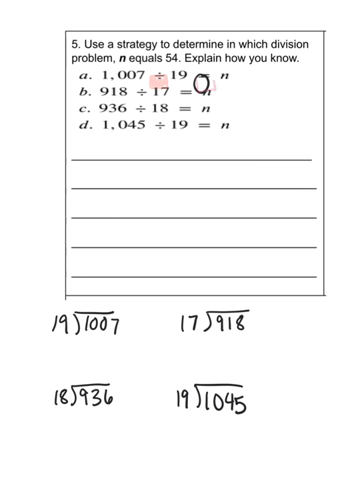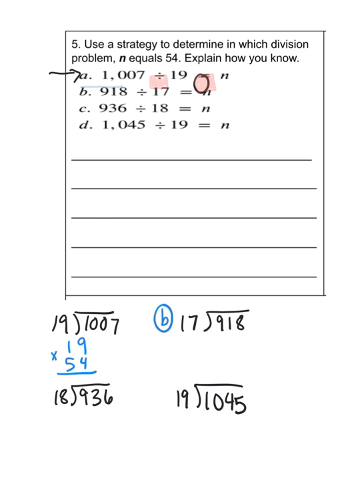take your divisor, multiply it by what you want your quotient to be, which is 54, and see if it equals your dividend. So like for choice A, you would take 19, and multiply 19 times 54. If your product equals 1007, then of course A is your correct answer.